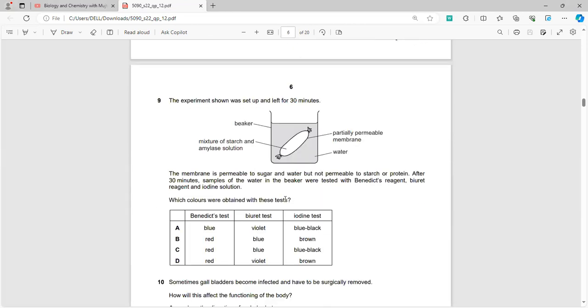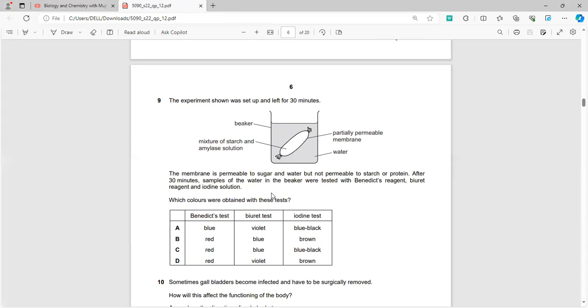Now in question number 9, we have to compare the three tests. Initially you need to know that the biuret is for protein, iodine is for carbohydrate or starch, and Benedict's is to detect basically sugars, and their positive color is red. In the case of Benedict's, biuret is purple or violet, and iodine is a blue black color.